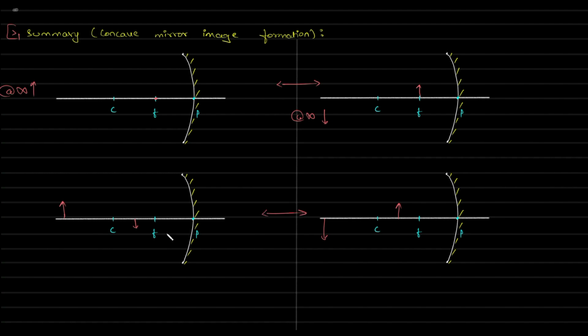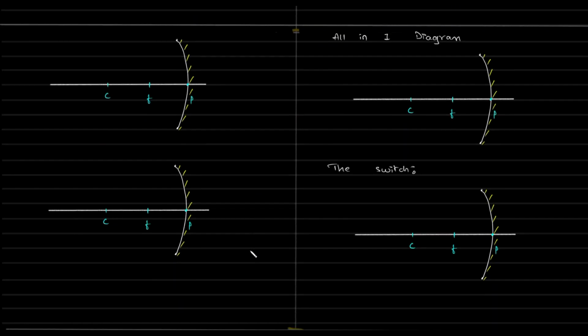If I'm changing the positions, the image and object will switch. But yes, here the object is bigger, here the image is bigger. Okay, again, there is a switch. This I'll show it to you practically. Next.